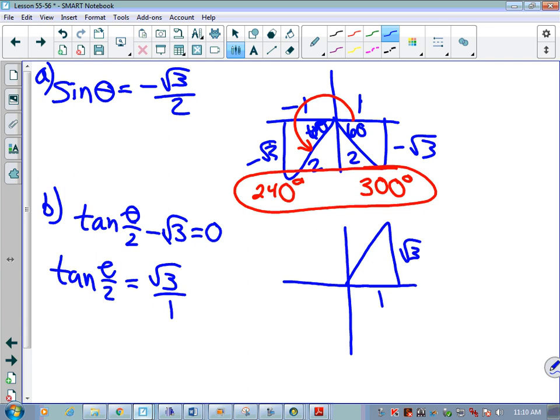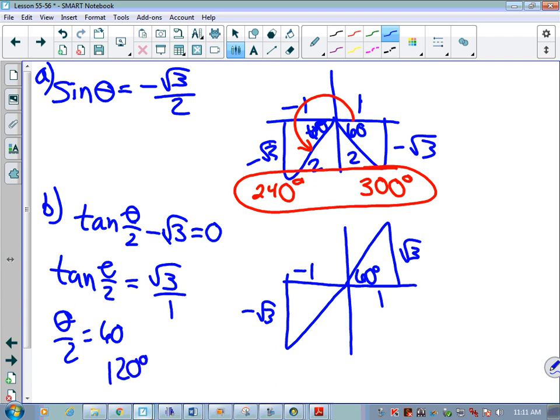But is that the only place where it can show up? I would think we could get here too, with negative radical 3 and negative 1. Yep, that's the reason it doesn't work. So this is 60 degrees. We get theta over 2 equals 60, but we have to multiply by 2, so we get 120 degrees. The other one comes out to 240, but we'd have to multiply by 2 and get 480, which doesn't work. So it's just 120 degrees. So A and B. We're good there? Great.